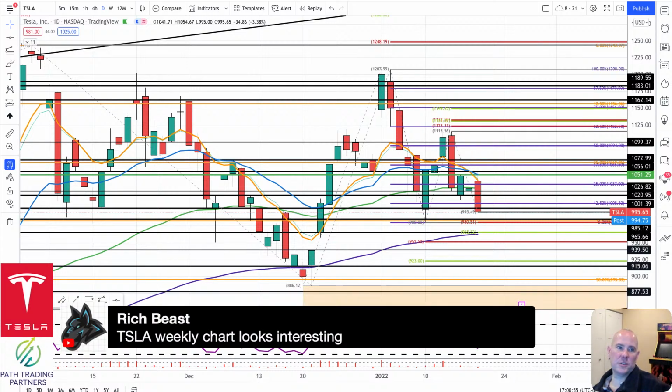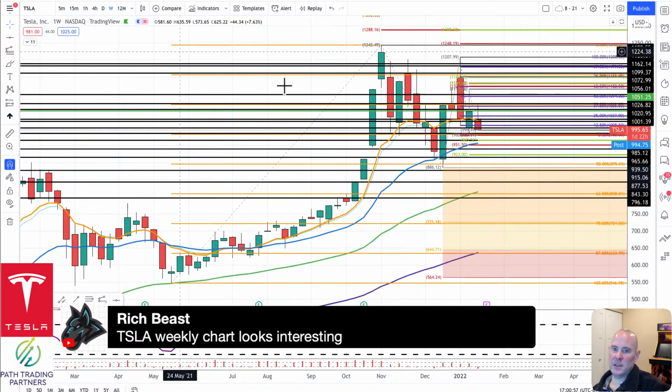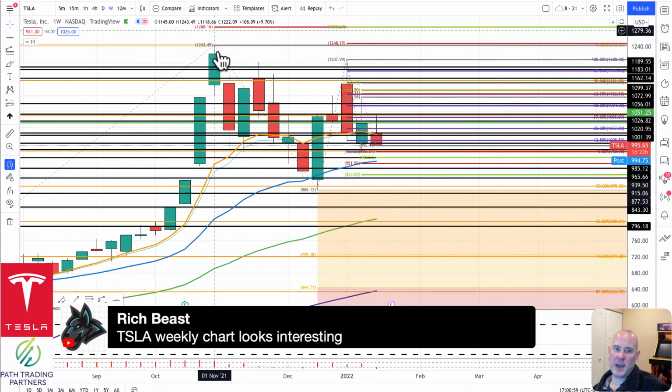Tesla weekly looks interesting. Yeah, you still have this massive double top. You still have the weekly rotation zone, but do you watch that key level? If we continue to decline, my first level is that weekly close below about 956 area, but my major focus is on 886.